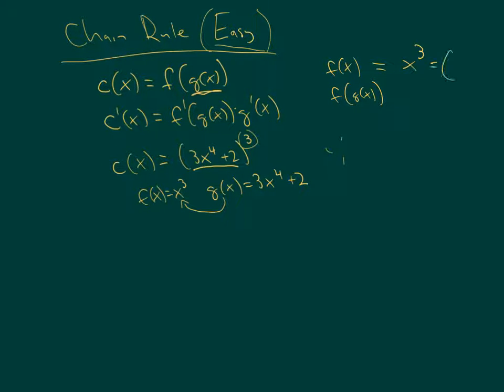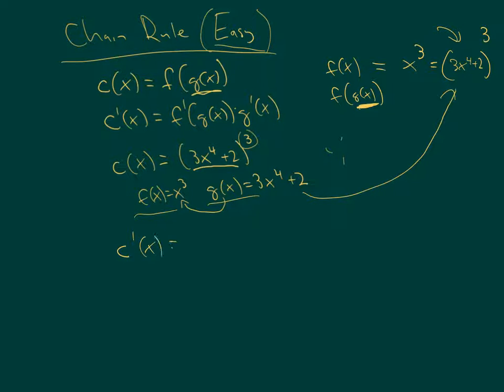We can rewrite that as parentheses cubed, because whatever we drop into that parentheses is going to be cubed. But in this case, we're not plugging x in, we're plugging in g of x. If g of x is 3x^4 + 2, then that's what's going to be in there. That's how you figure out what f of x is and what g of x is, and after that you just apply your formula.